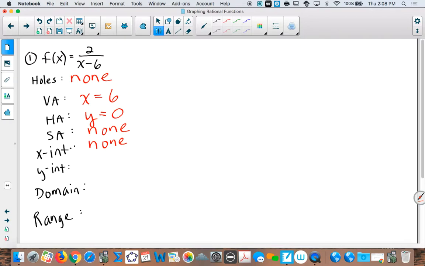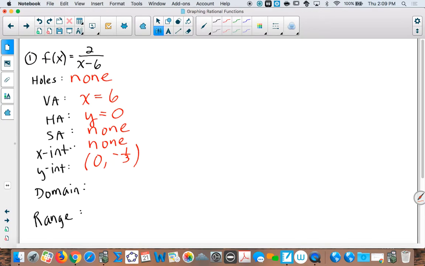Y-intercept is when x is 0. Right, ordered pair, so (0, -1/3). Now, when you're finding the y-intercept, if you were able to factor stuff, it's always easiest to look at your original to find the y-intercept, because all the x stuff just drops right out. Just a little note there. Domain and range, we're going to wait until we graph.